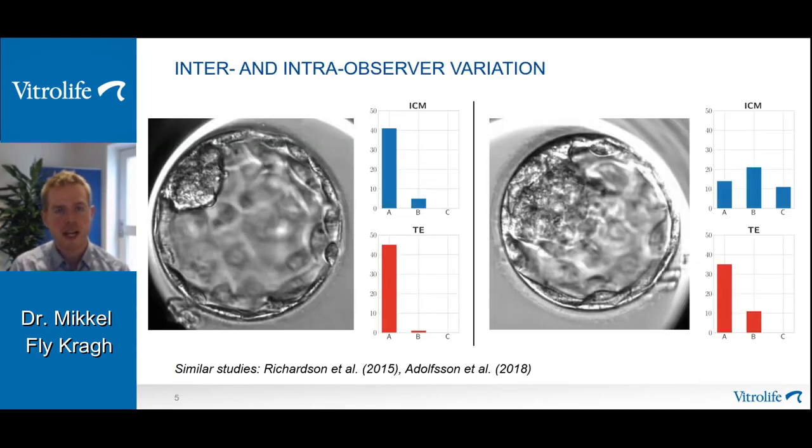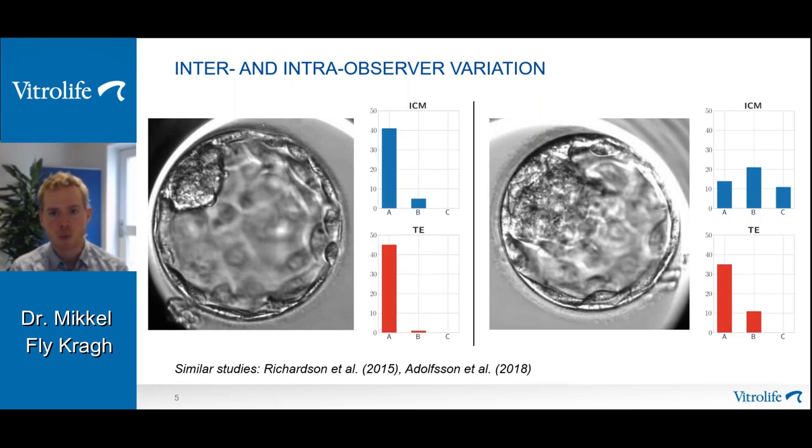Now, 70% accuracy is still far from 100%. And the reason for this is that blastocyst morphology grading is really prone to both inter and intra-observer variation. For instance, here you can see two different blastocysts that were each annotated by 46 different embryologists for both inner cell mass and trophectoderm. On the left, you see that the vast majority of them agreed that it was a perfectly looking blastocyst with A scores for both ICM and TE.